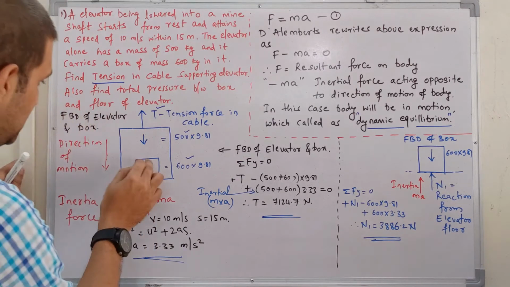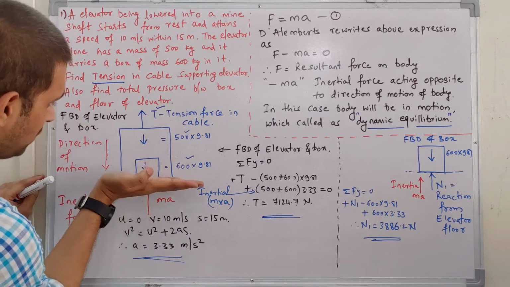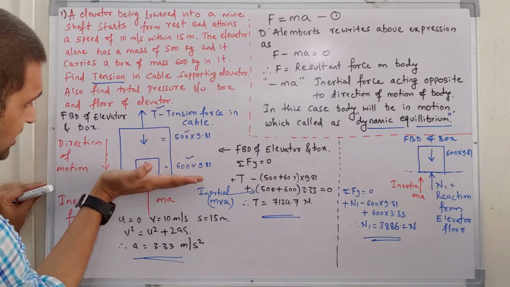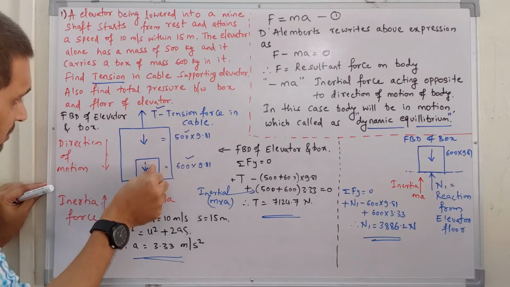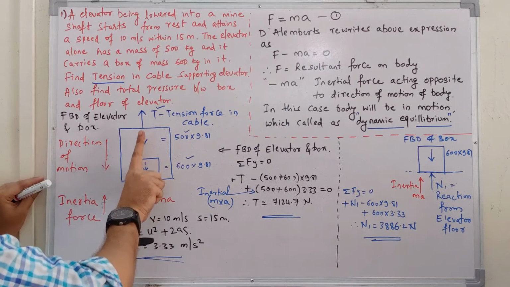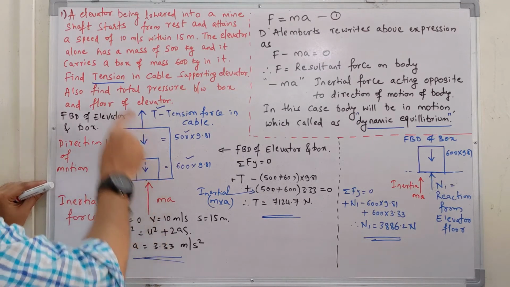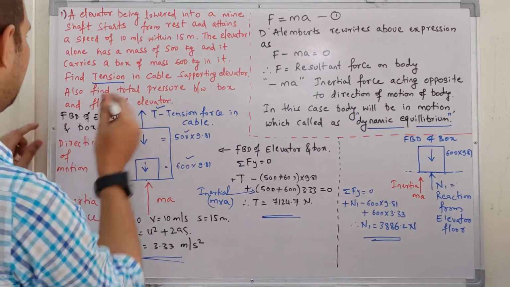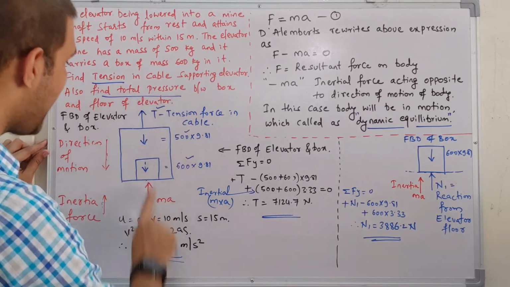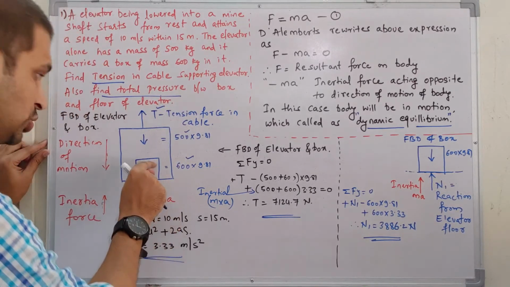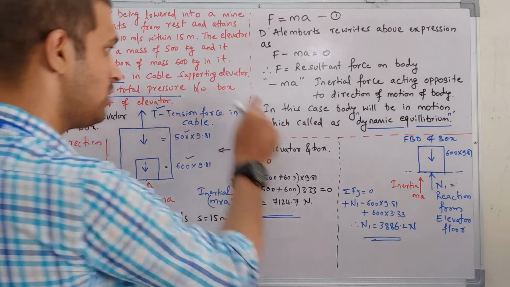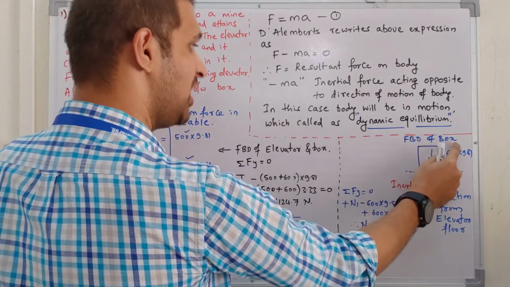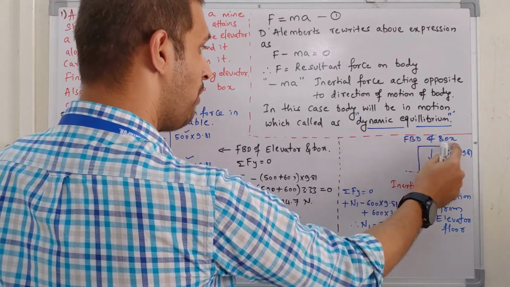It is nothing but what? Now your box is resting on the floor of the elevator. What is the floor of the elevator doing back to the box? It is giving you the reaction, which is what he has asked you to calculate. That is the total pressure or reaction from the floor of the elevator to the box. Now we have redrawn the free body diagram of the box alone.